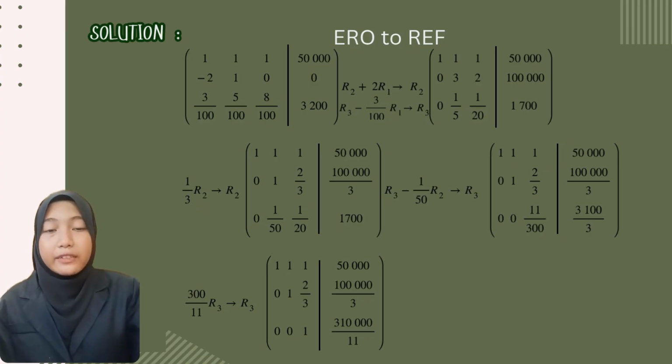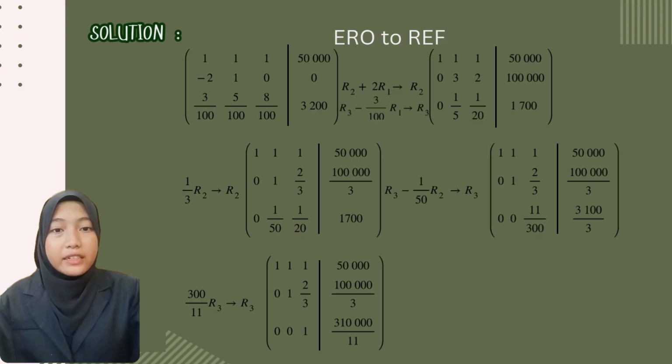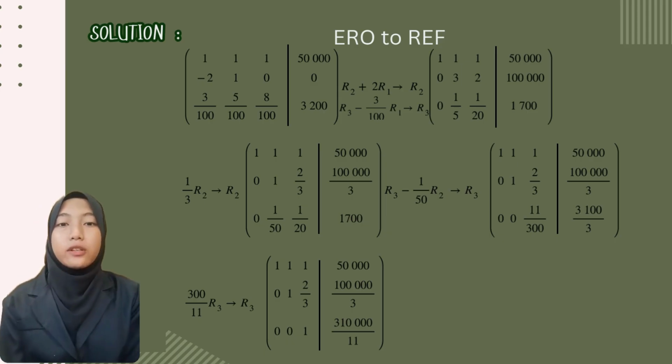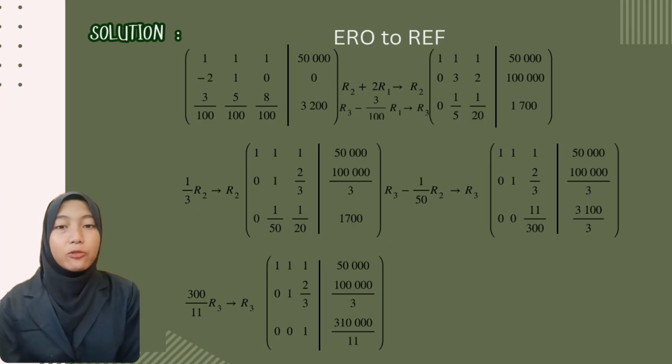Now, proceed to the second row. The first non-zero entry in the second row is not 1, so multiply the second row by 1 over 3. The entry below the leading one in the second row will be zeroed out by multiplying the second row by negative 1 over 50 and adding it to the third row. Proceed to the third row. Multiply the third row by 300 over 11 to get the leading one in the third row. Now, the matrix is in row echelon form.